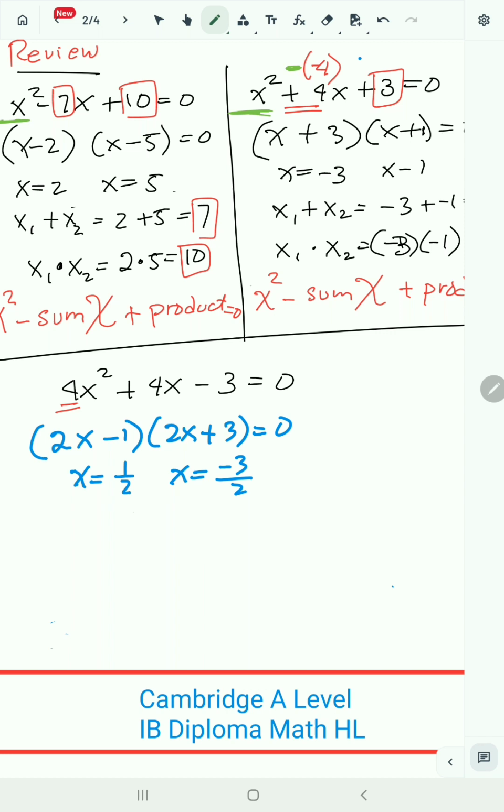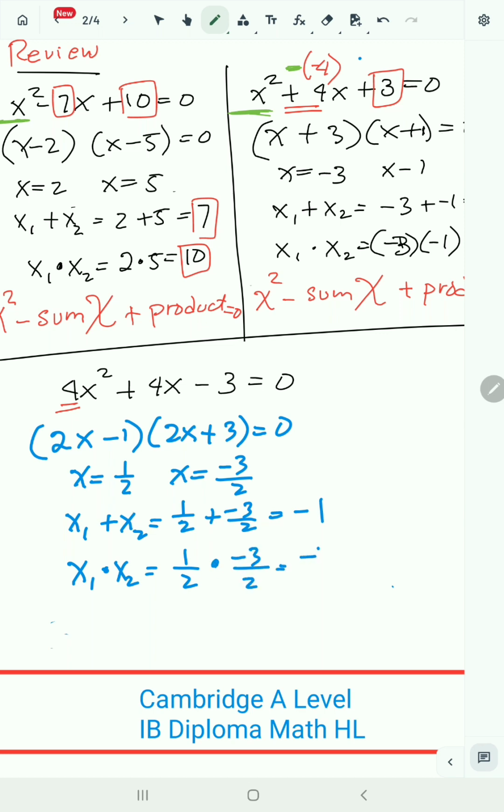Please take a look at what's happening. If you take the sum of the roots, 1/2 plus negative 3 over 2 is equal to negative 1. And if you multiply them, 1/2 times negative 3 over 2 equals negative 3 over 4. So as you can see, this is now the sum and that is the product. But let's try to look here. We cannot find it here.